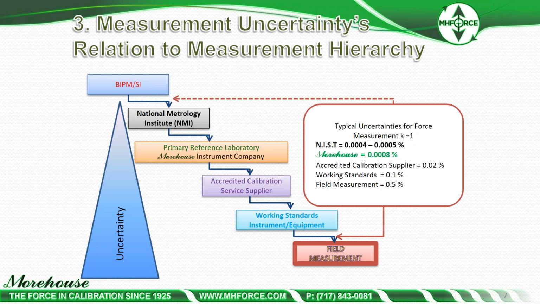Morehouse is a primary reference laboratory. We had our weights calibrated by NIST. They were corrected for gravity, density, and air buoyancy, and we can realize about 0.0008%, 8 parts per million for one standard deviation.